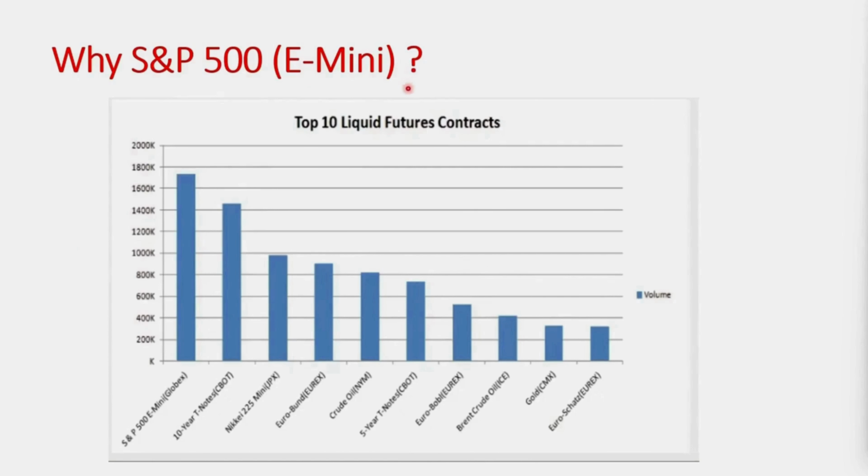If you look into slide 3, the reason I selected the S&P 500 as my primary instrument for intraday trading is its exceptional liquidity. As shown in this slide, the S&P 500 is one of the top 3 most liquid futures contracts traded globally, with approximately 1,800,000 contracts in a single day.